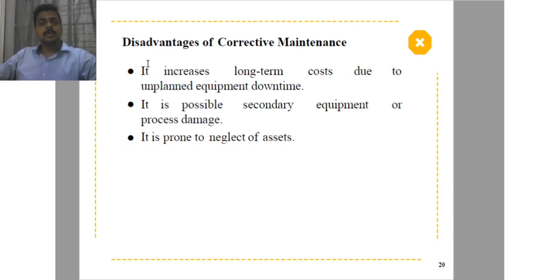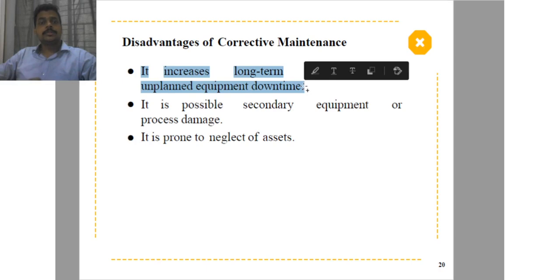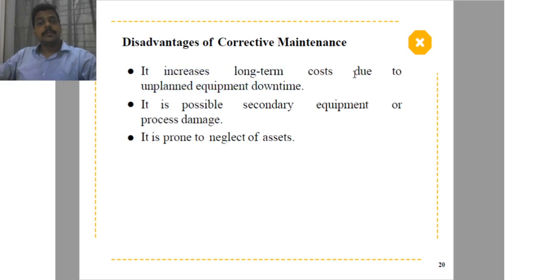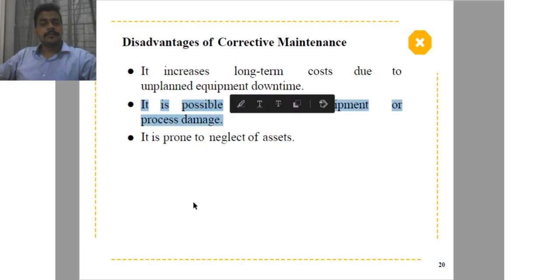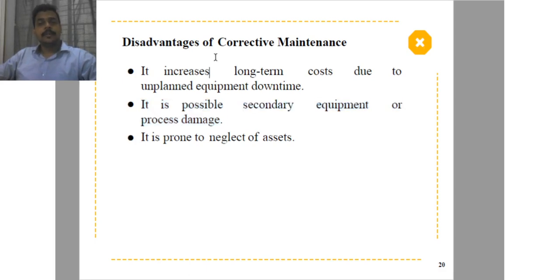There are some disadvantages also. The disadvantages of corrective maintenance are that it increases the long-term cost due to unplanned equipment downtime. So if we are not doing proper maintenance, the cost due to unplanned maintenance is going to increase. Secondary equipment or process damage is possible. This can be a disadvantage of corrective maintenance, and it is also prone to neglect of assets. So these are the advantages and disadvantages of corrective maintenance.